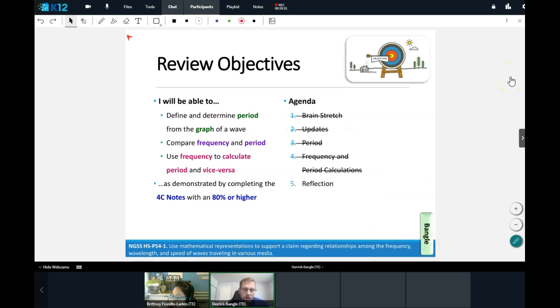All right, great job, everyone. Today we were able to define periods and graph them with a wave, and we compared frequencies and periods together, and we found out they're just opposites of each other, no big deal. And we used the frequency to calculate the period and vice versa, back and forth.